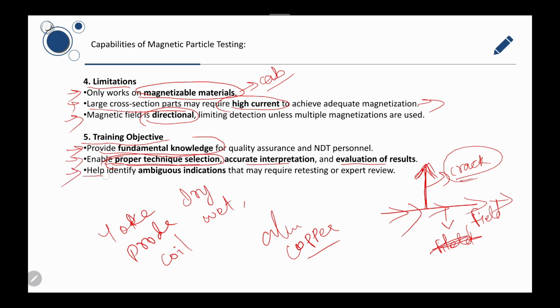The next point is to help identify ambiguous indications that may require retesting or expert review. Not every indication is straightforward. Some may be borderline or unclear due to low contrast, a weak leakage field or surface contamination. Only well-trained inspectors know when to clean and retest the area, or change the magnetization direction or field strength. So the inspectors know when an indication is unclear so they can retest or ask an expert before deciding.